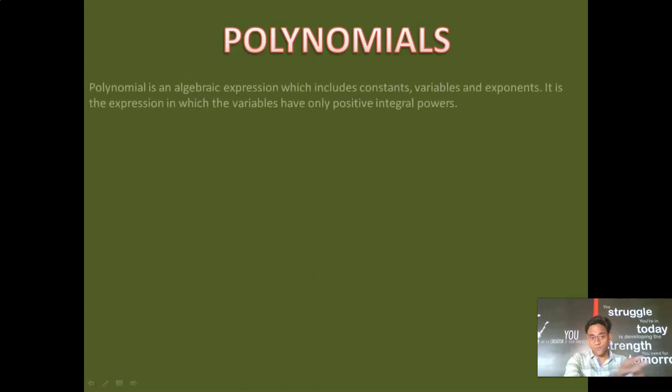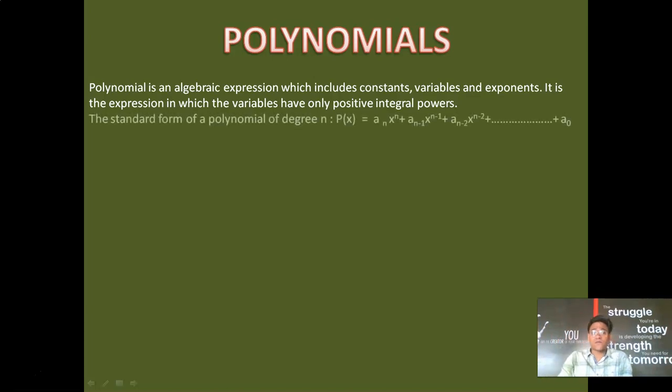Students, see the definition of polynomials. A polynomial is an algebraic expression which includes constants, variables and exponents. Exponent means powers to the variable. It is the expression in which the variables have only positive integral powers. Positive integral power means positive integers 1, 2, 3, 4, 5, 6 and so on. Clear students? Now the next topic is the standard form of a polynomial of degree n.